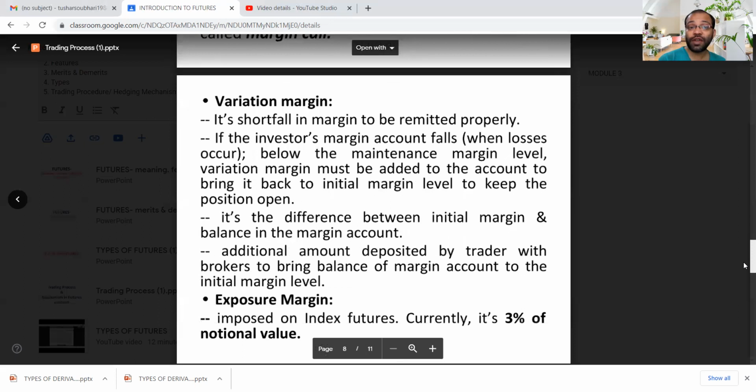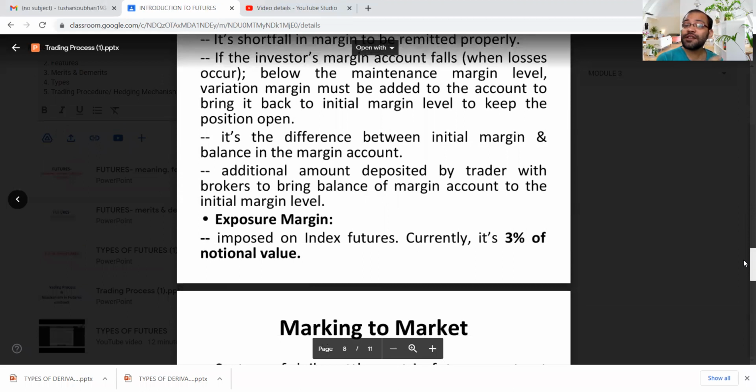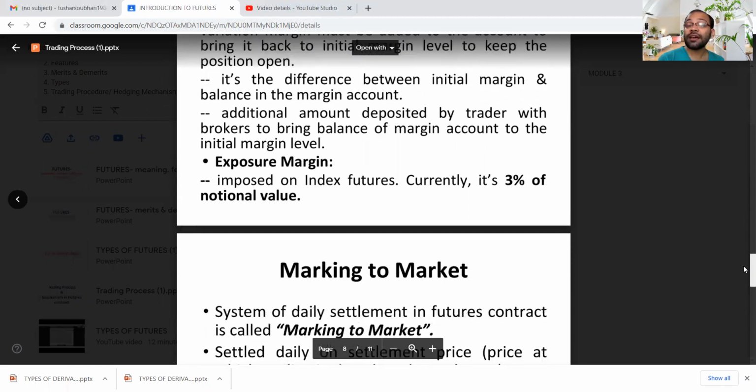The third type of margin is variation margin. It's a shortfall in margin which is to be remitted properly. If the investor's margin account falls, that is when the losses occur, below the maintenance margin level, variation margin must be added to the account to bring it back to the initial margin level to keep the position open. It is the difference between the initial margin and the balance in the margin account. It is the additional amount deposited by the trader with the broker to bring the balance of the margin account to the initial margin level. Then last but not the least, the fourth type of margin is exposure margin.